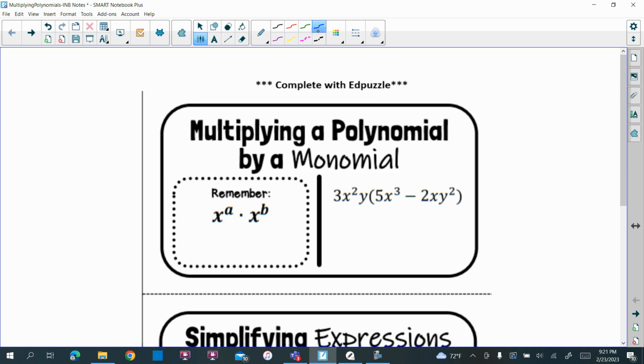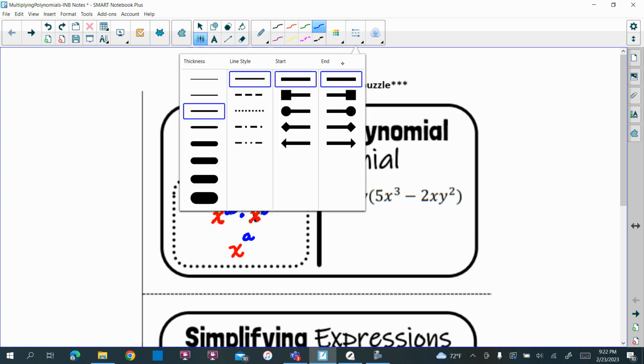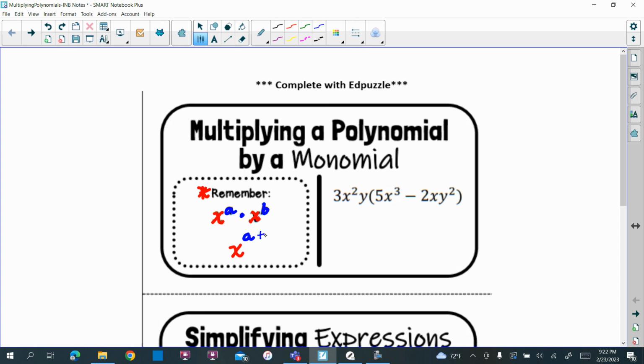Now, since we are showing this little reminder here, let me go ahead and start this. So since we are multiplying x to the power of a, times x to the b power, whenever we multiply with the same base, because they're both x's here, then the rule tells us that you keep that same base and you just add the exponents. So we would have x to the a plus b.